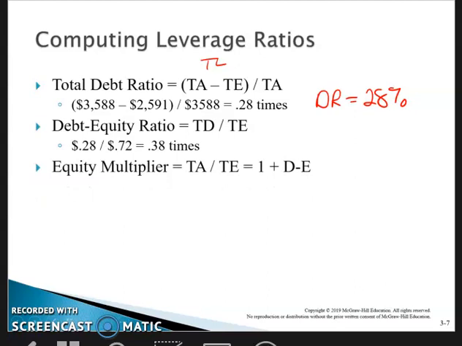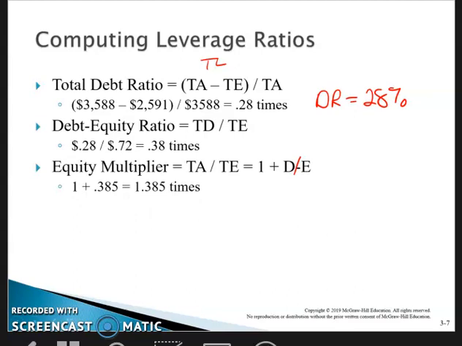We can also have the equity multiplier, which will come up in the DuPont identity. So the basic formula for the DuPont identity is total assets minus total equity, but it can also be calculated as one plus the debt to equity ratio. The book does D-E, and they actually go back and forth, but most people would denote the debt to equity ratio as D/E. So just a note.